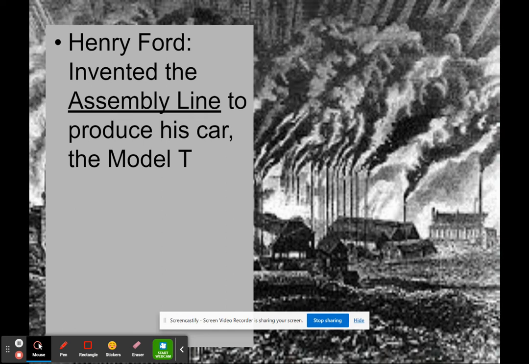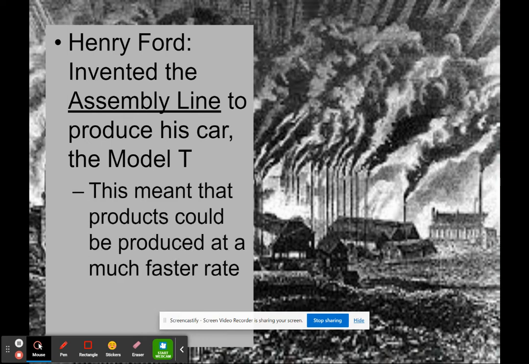Henry Ford invented the assembly line to produce his car, the Model T. And when we did our first unit, 1.3, some of you were reading about the primary source documents for supporting a thesis, and part of it talked about Henry Ford's assembly line. So this meant that products could be produced at a much faster rate.